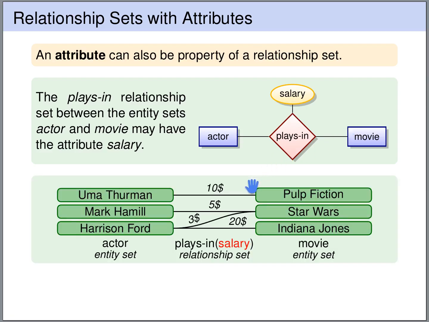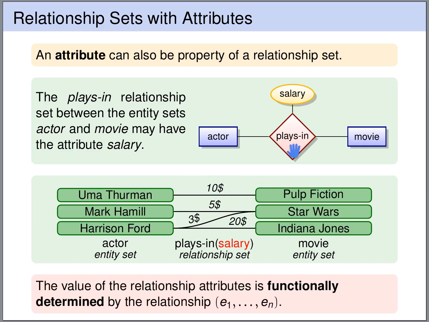This is the example that we've seen before, but now enriched with the salary information. So for instance, Uma Thurman has earned $10 for playing in Pulp Fiction. It's very important to understand that the value of the relationship attributes is functionally determined by the participating entities. So if I tell you the actor and the movie, then this functionally determines the salary.